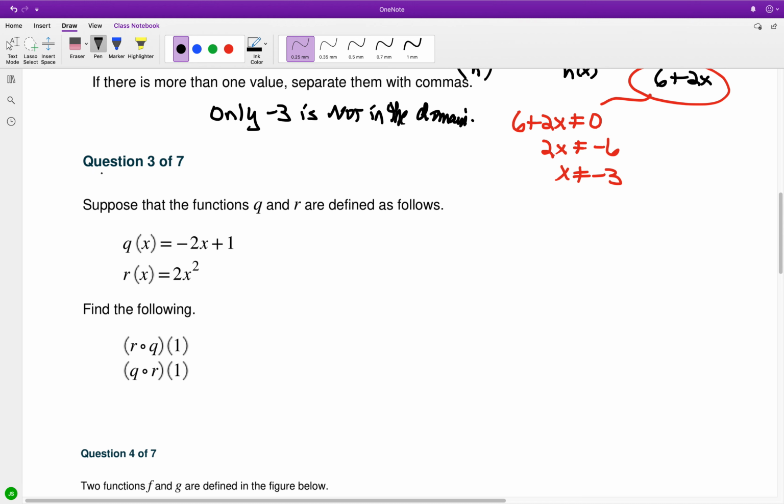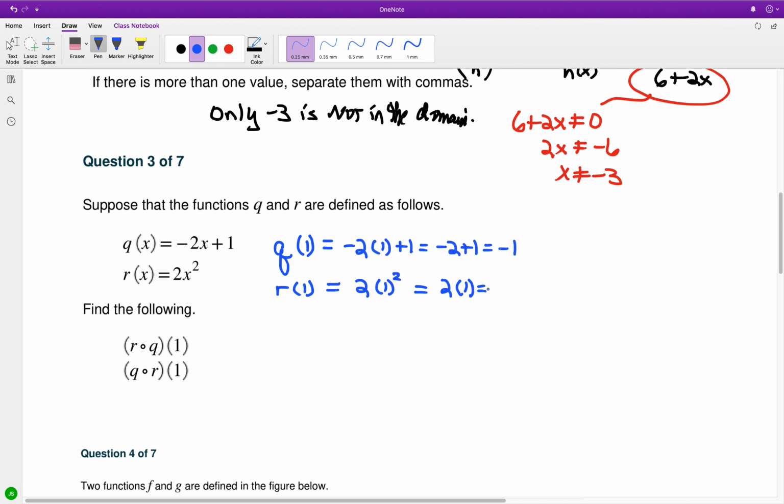If I were to put this in terms of going from q of x to q of 1, and likewise going from r of x to r of 1. So with q of 1, we have negative 2 times 1 plus 1, and we have negative 2 plus 1, so q of 1 is equal to negative 1. For r of 1, we have 2x squared, where x is going to be 1, and we have 2 times 1, and that is equal to 1.